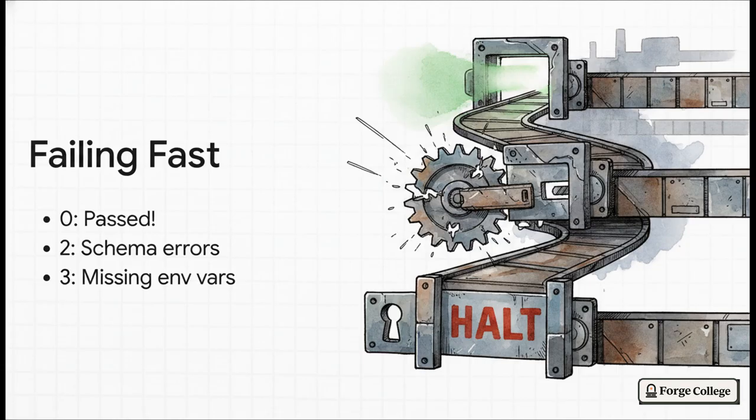Exit code 0 means, hooray, configuration validation passed, proceed with the deployment. Exit code 2 means you've got schema validation errors, like maybe you forgot to include your backoff MS value. And exit code 3 means resolution errors, meaning your required environment variables are completely missing. By omitting these specific exit codes, your continuous integration systems can instantly interpret failures, halt the pipeline, and keep bad configurations far, far away from the blockchain.